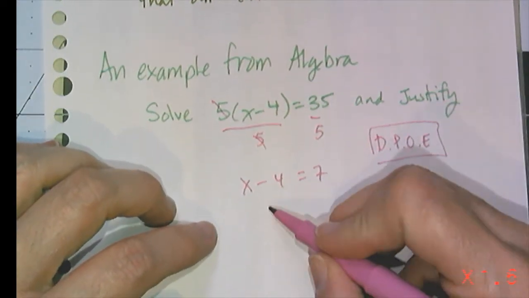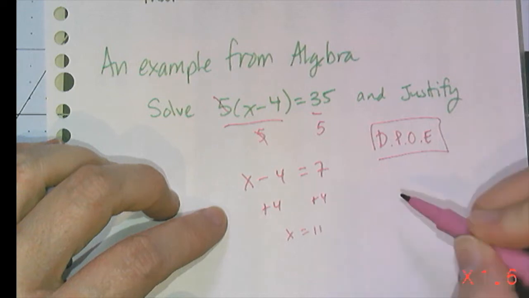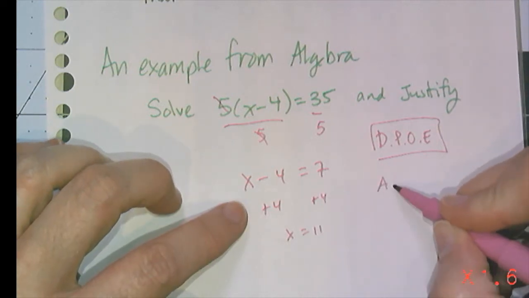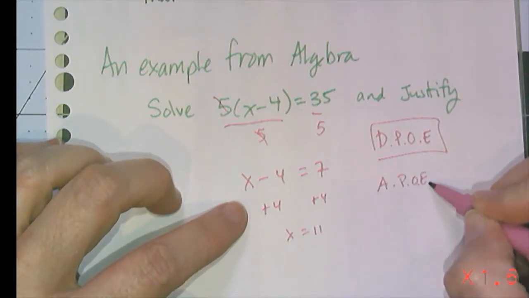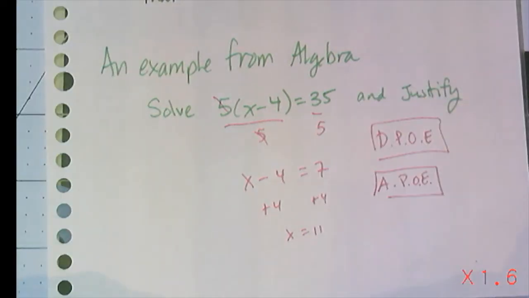Then, same thing here, x minus 4. If I add 4 to both sides, I get x equals 11. And why can I do that? Because of the addition property of equality, right? Another axiom that we all agree works. And so I have just proven to you, using deductive reasoning, that x equals 11.